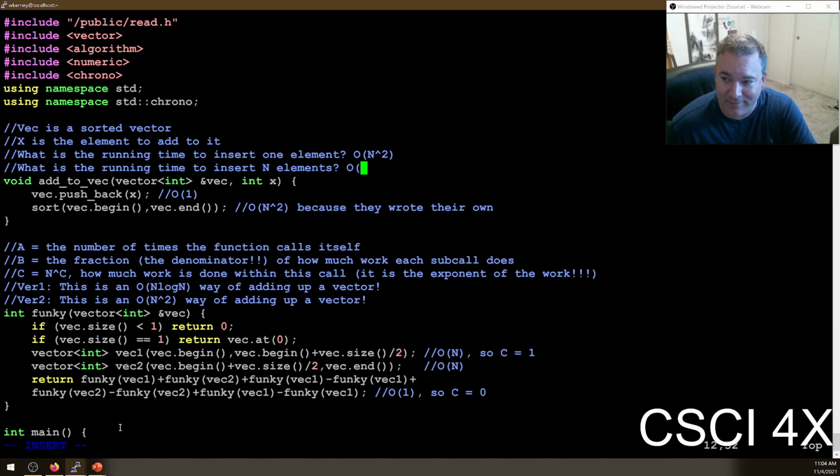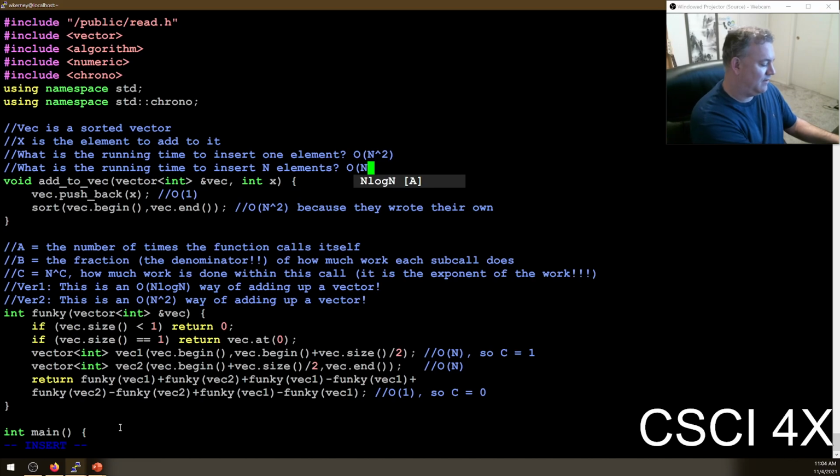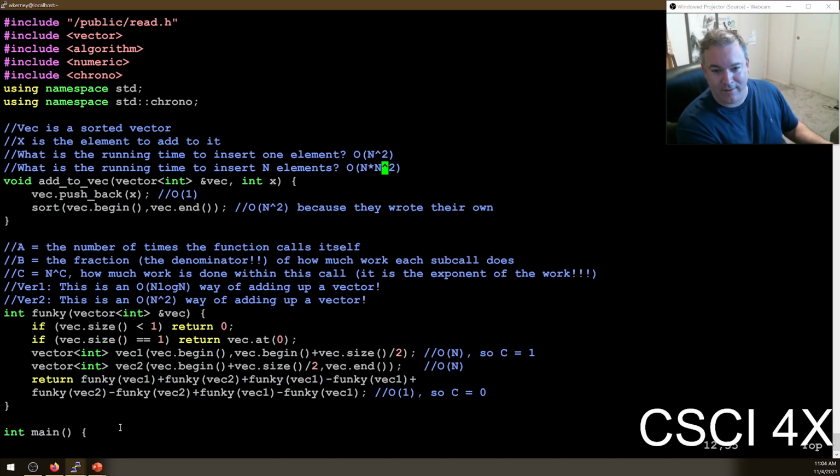No, it's not exponential. It's n times n squared, right? N times, you're going to call this function n times. And so n times n squared is n cubed. Okay.